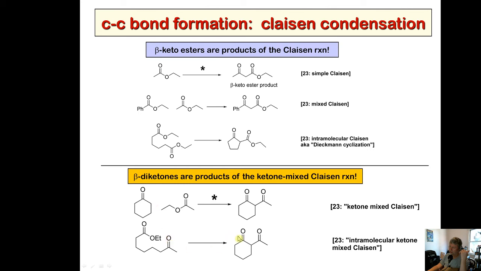And here's another example. This is an intramolecular ketone mixed Claisen. And well, it looks like this. We have two options, I think. Which side of the ketone is going to be reactive?